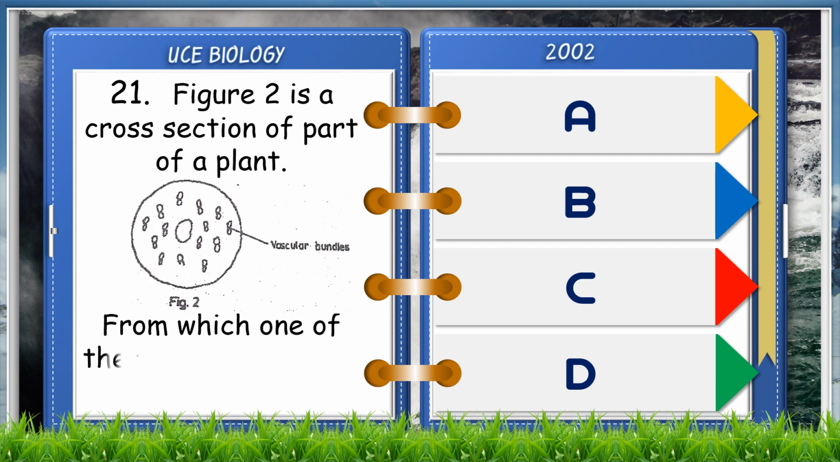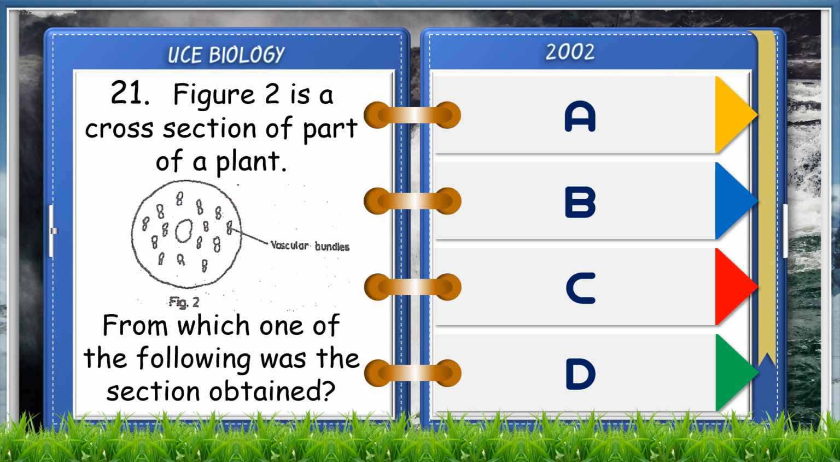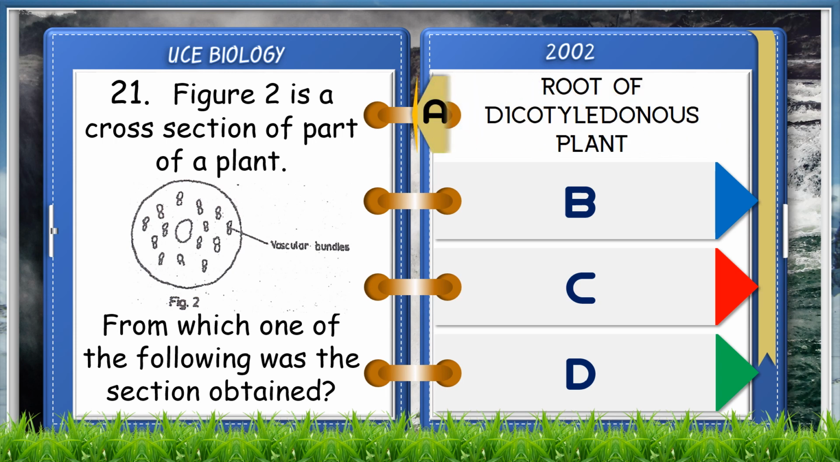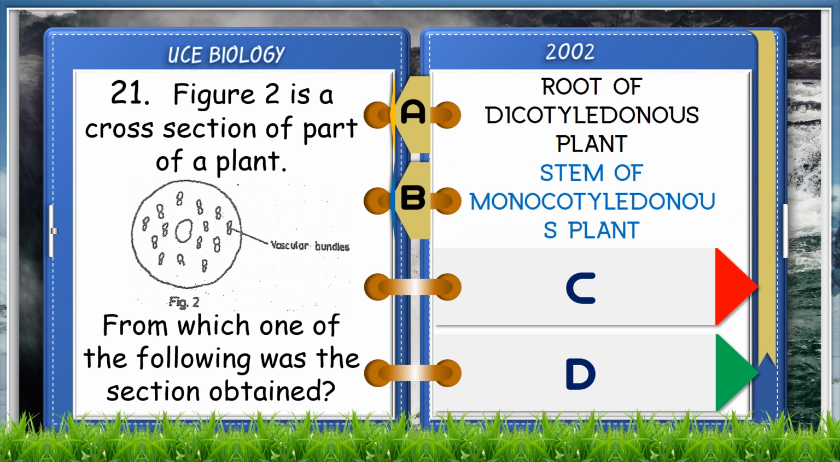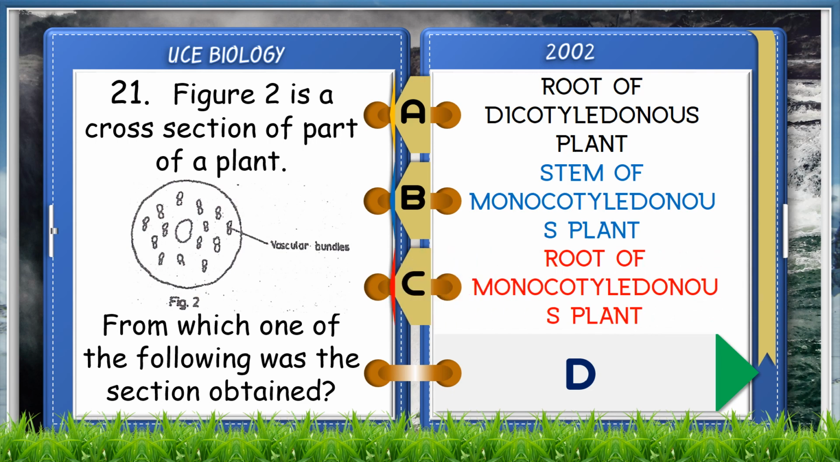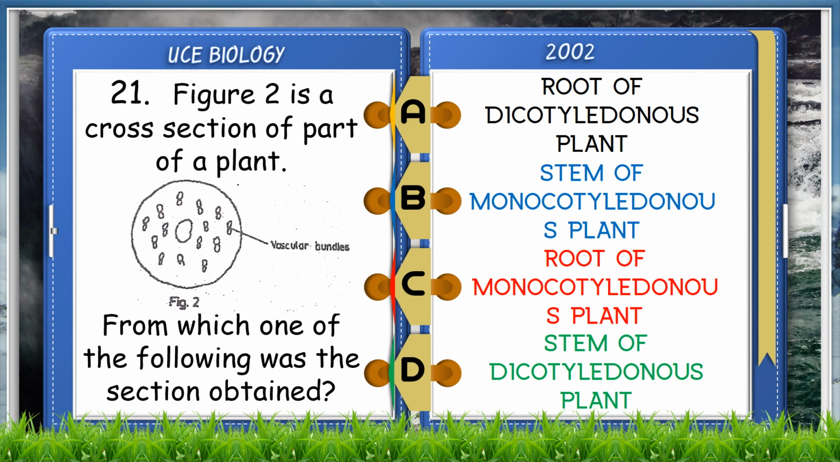Figure 2 is a cross-section of part of a plant. From which one of the following was the section obtained? A, root of dicotyledonous plant. B, stem of monocotyledonous plant. C, root of monocotyledonous plant. D, stem of dicotyledonous plant. The answer is B, stem of monocotyledonous plant.